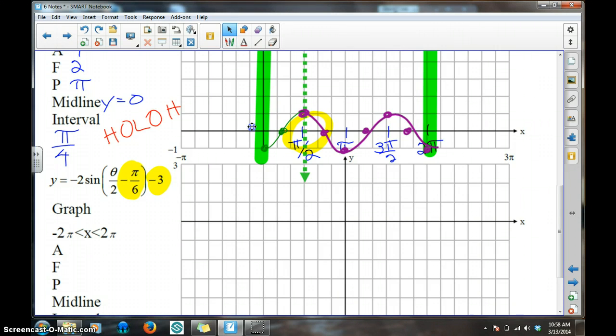Kind of looks like a negative cosine graph. If I had taken this section and put it over here, there's the positive cosine graph. It looks negative just because of the horizontal shift, but it really is the correct graph. You can check it on your graphing calculator. We okay with that one?